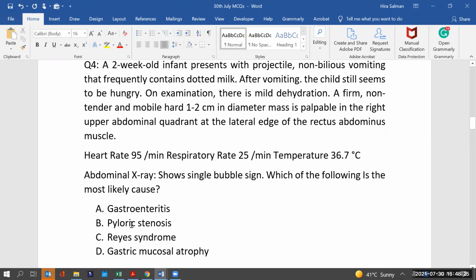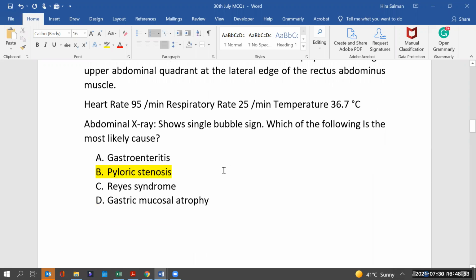But pyloric stenosis, of course, has a clear clinical diagnosis based on the projectile vomiting, based on the baby feeling hungry, and based on the mass being palpable. So the baby is actually developing this hypertrophy of the pylorus. But as the baby's age is very low, only 2 weeks, it will take some more time to fully develop this double bubble sign. Based on that, you are going to choose pyloric stenosis.